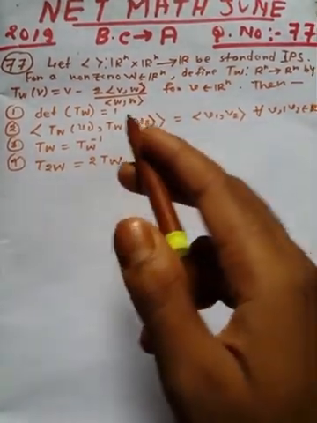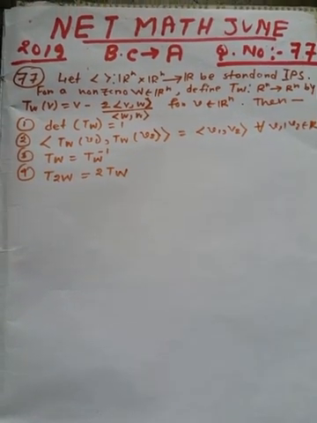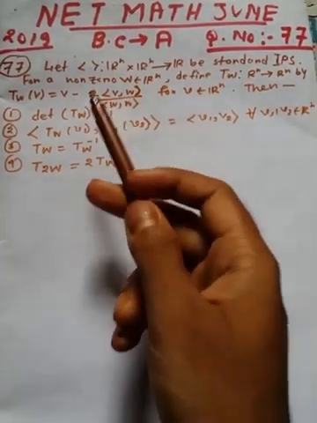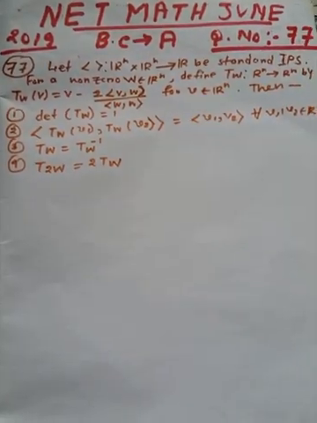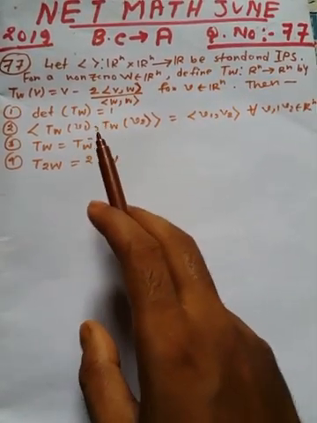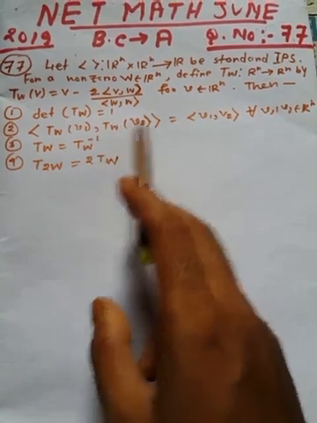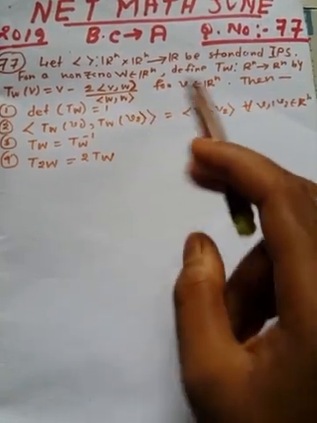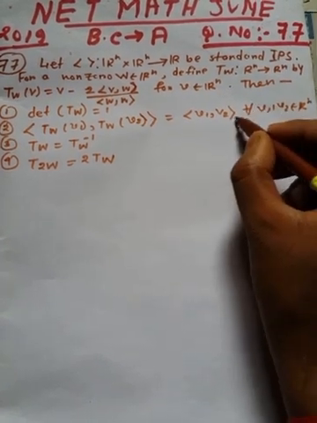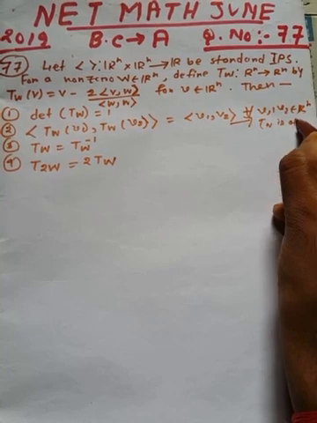Option 1: determinant of TW. TW means the matrix representation of this; the determinant of this matrix TW is 1. And option 2: the inner product of T_W(V1) and T_W(V2) is equal to the inner product of V1 and V2. This implies that TW is orthogonal. I discuss this here.